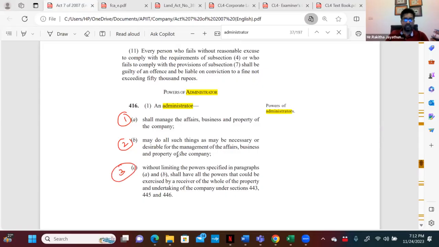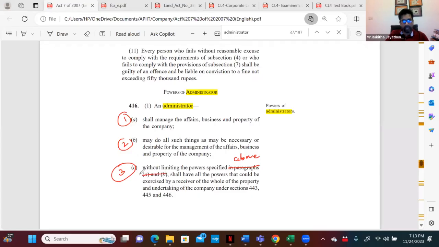Then, this is another power. Without limiting the power specified in paragraphs, here you have to be a little careful. You have to use your common sense when you're reproducing something. So if you have said 1 and 2, then don't say A and B. You can say the third one: without limiting the power specified above.